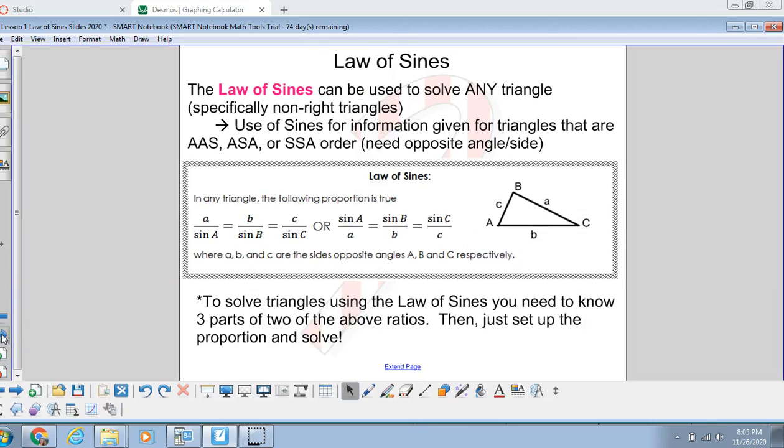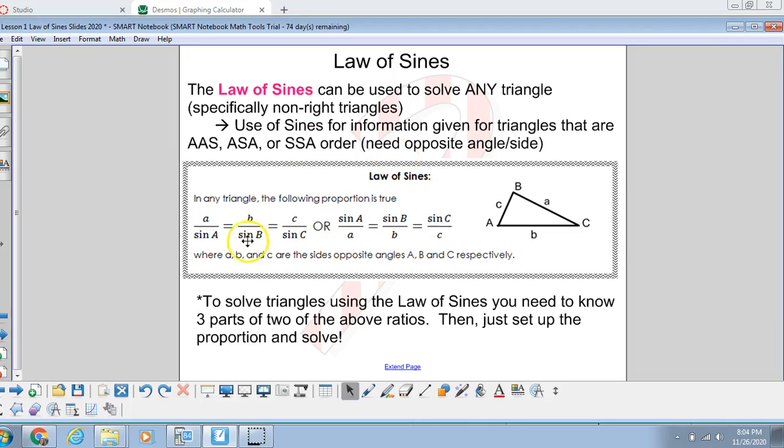Okay, so we can use the law of sines to solve any triangle, specifically your non-right triangles. We will spend our spring semester working with right triangles. Right now we are talking about non-right triangles though. So we use the law of sines when we have information about triangles in an angle, side, angle, or side, angle order. Now that side, angle is actually going to be a separate video.